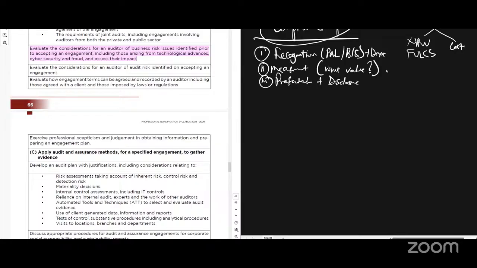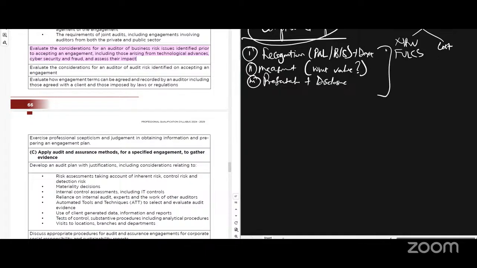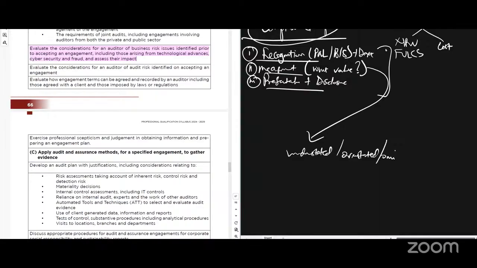So look at something here. Anytime there's a risk on the financial statement, it is either these things have happened, especially when you are measuring value: the value can be understated, overstated, omitted, or wrongly classified. So wrong classification mostly will have to do with recognition.